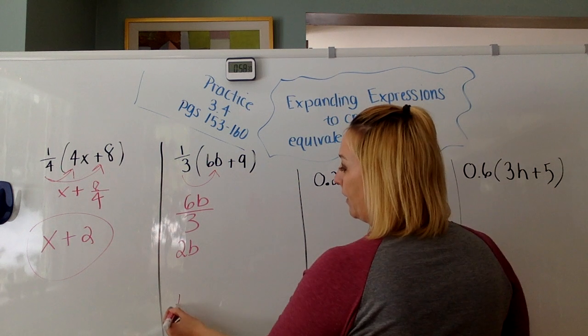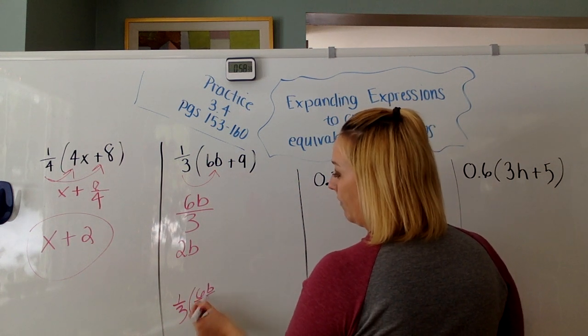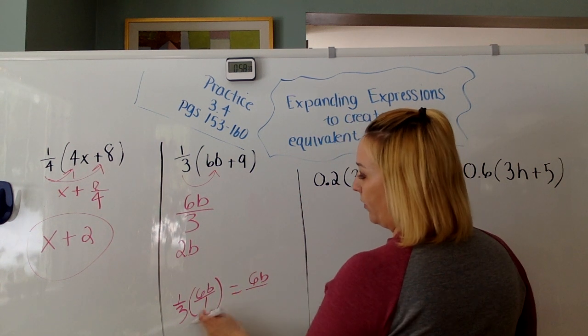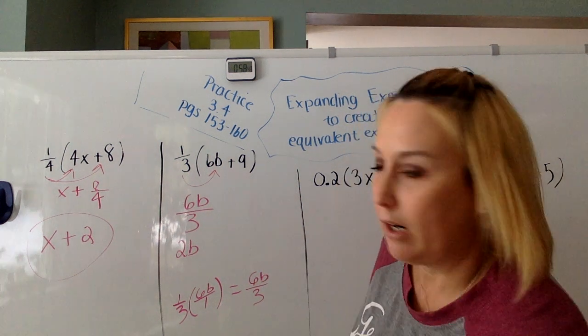If I wanted to do it on the side, just to be extra vigilant, I could. And 1 times 6b is 6b, and 3 times 1 is 3, so that's where I'm getting that answer from, okay?